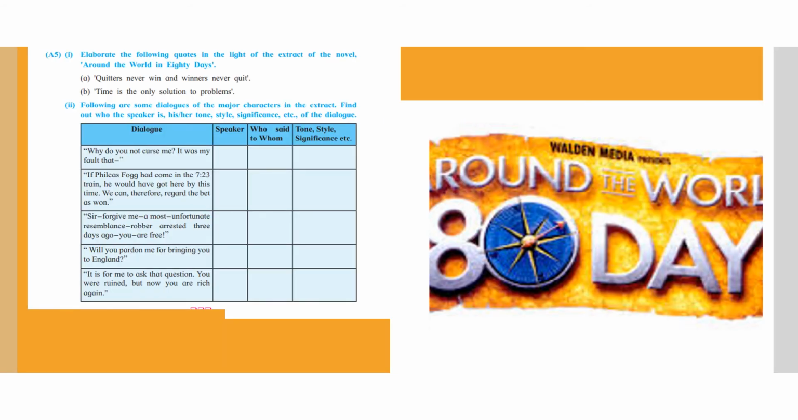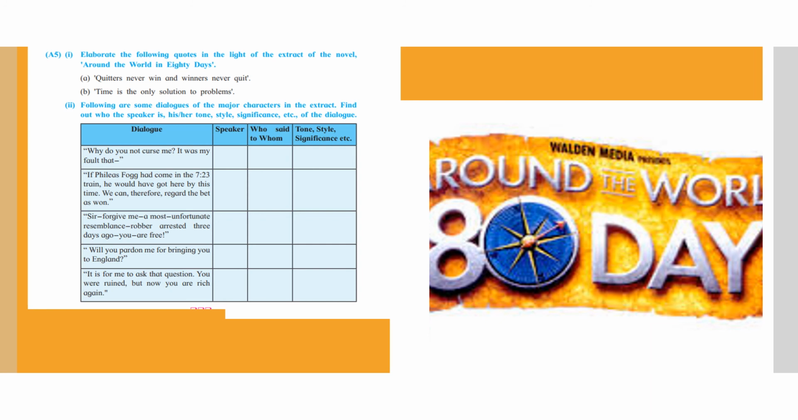Question number 5. Language. Elaborate the following quotes in the light of the extract of the novel Around the World in 80 Days. First one, quitters never win and winners never quit. The quote and the elaboration from the extract are as follows. There were various obstacles during the journey. However, Fogg, Auda and Passepartout win it all as they never quit. The time calculation which they gathered was mistaken, so by rushing they reached the destination in the nick of time. Thus, the message is that if one sets his heart to achieve, he definitely will. Therefore, the quote: quitters never win and winners never quit.